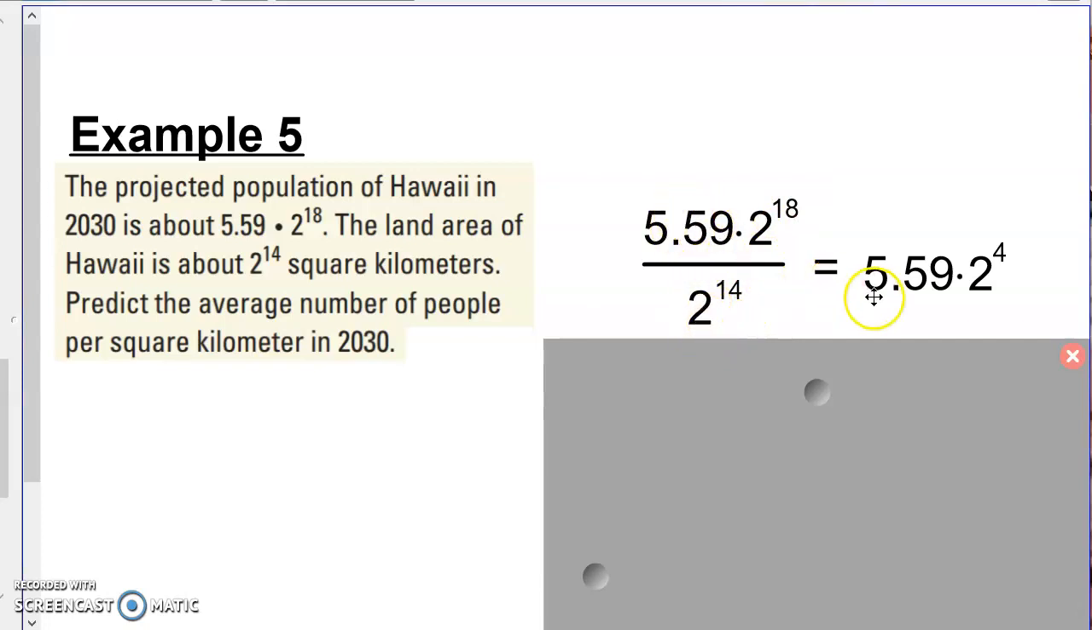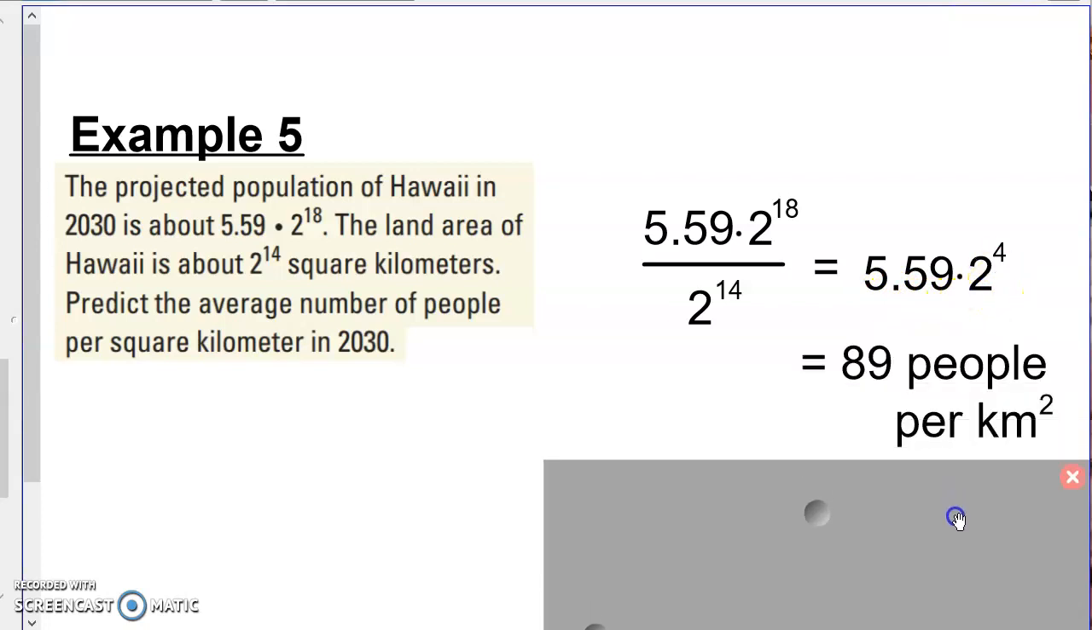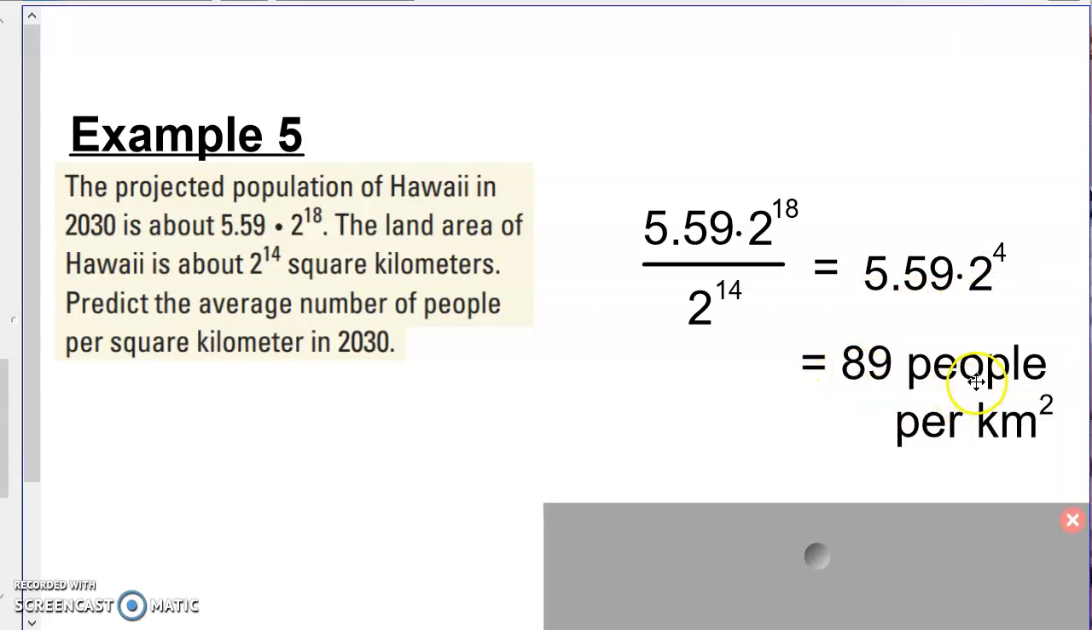Well, I can't do anything with the 5.59, so I just keep it there, but I can simplify these two because they have the same base. 18 minus 14 gives me 4. So that leaves me with 5.59 times 2 to the 4th power. Well, they want the number of people, so I'm actually going to multiply 5.59 times 2 to the 4th. And that gives me 89 people per kilometer squared. So that means in the year 2030, there are going to be about 89 people per square kilometer living in Hawaii.